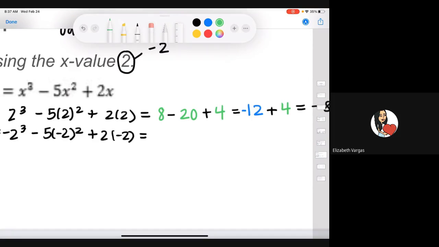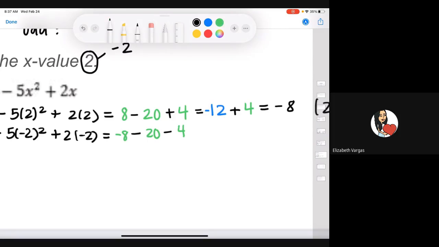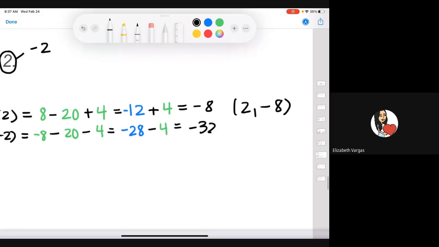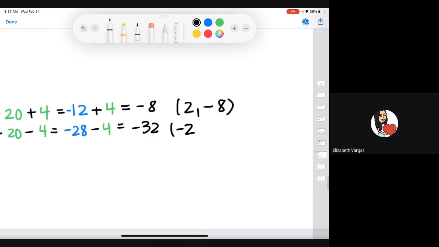Okay, when I do that, that gives me negative 28. 4. What does that give me? That gives me negative 32. And so when I put in a negative 2, I get a negative 32.